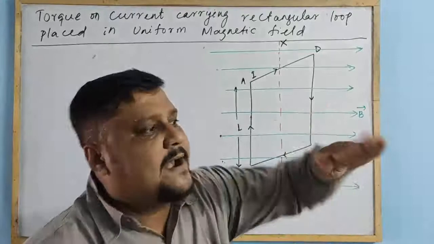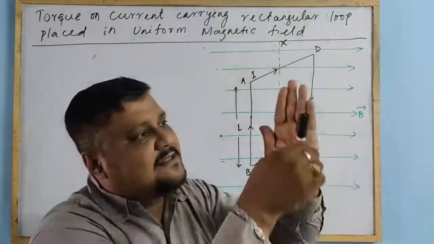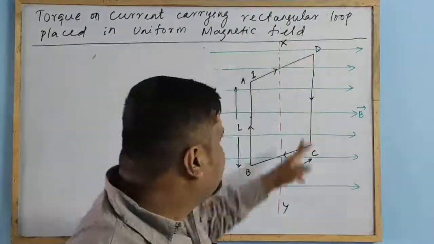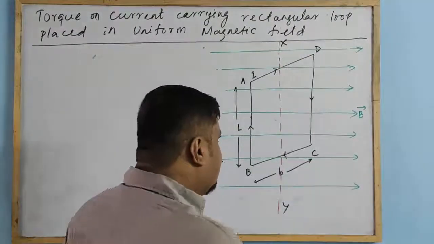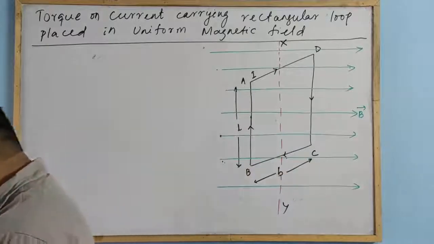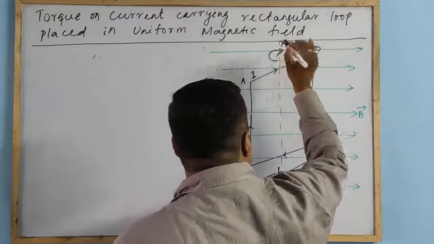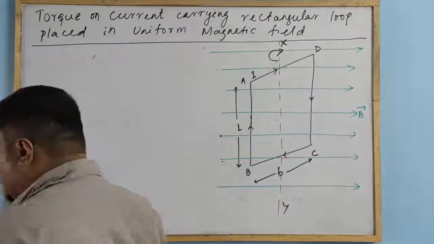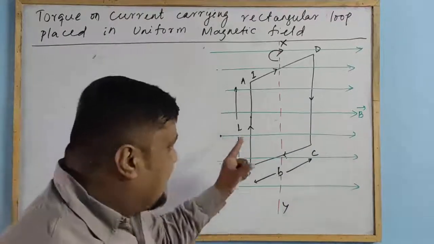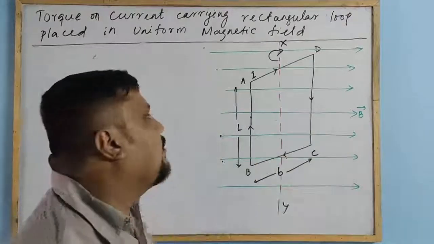But the loop cannot rotate like this, because the axis is fixed. So the loop can rotate only like this. XY is an axis passing like this. Clear? Next. So this is the axis of rotation. The loop can rotate about this axis. Now, let us find the force on each side of the conductor, because it consists of 4 conductors.